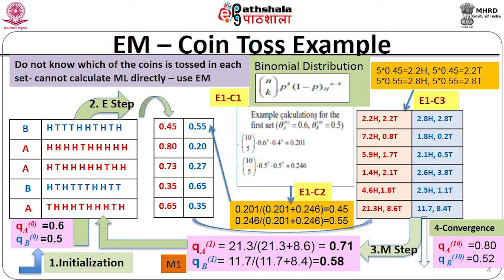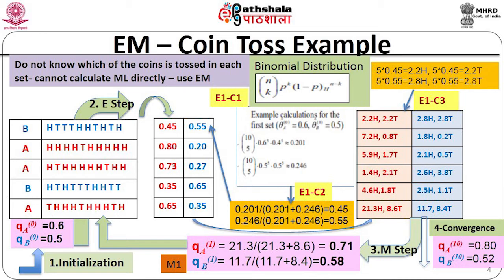So, as in the previous slide, we are still calculating the maximum likelihood only for QA and QB, the probability of heads, but we do not know which coin is tossed. So, we cannot calculate directly. So, we assume an initial value for QA and QB. So, that is 0.6 and 0.5. Now, we do not know which of the coins is tossed, so we have to do the expectation step.